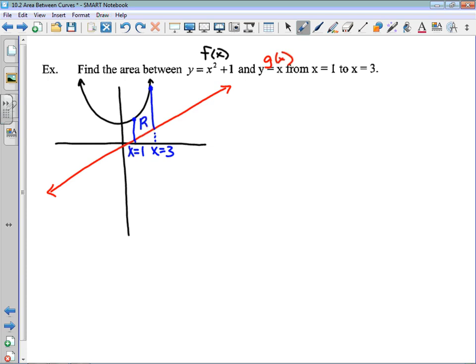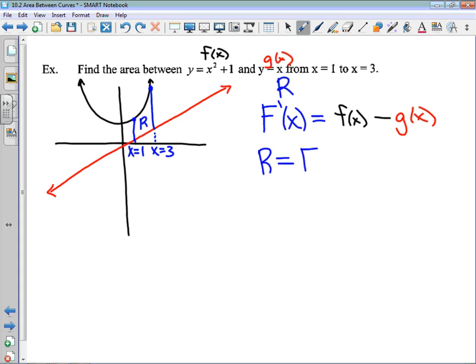I am going to say that capital F prime of x, which is just a means to an end basically, is going to be f of x minus the red function because it's underneath, which is g of x. And then I want to add this in, that the area, or maybe I'll use R. There's nothing wrong with using R. We identified it as a region. I'll put right directly underneath here that the region itself is going to be equal to the antiderivative of f prime of x evaluated at the upper bound minus the antiderivative of that capital F function evaluated at the lower bound.